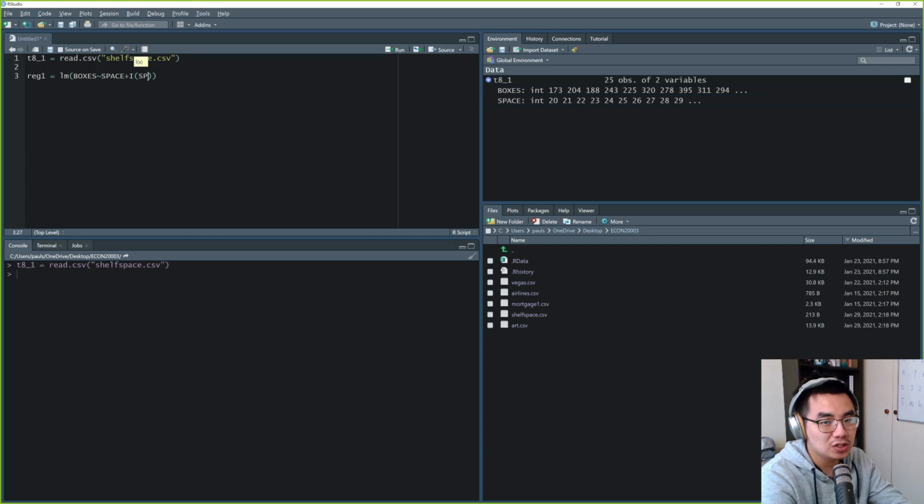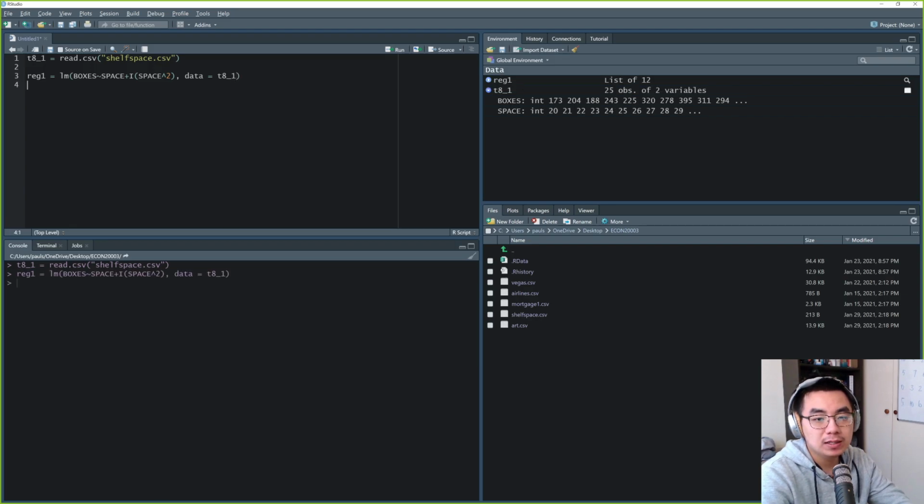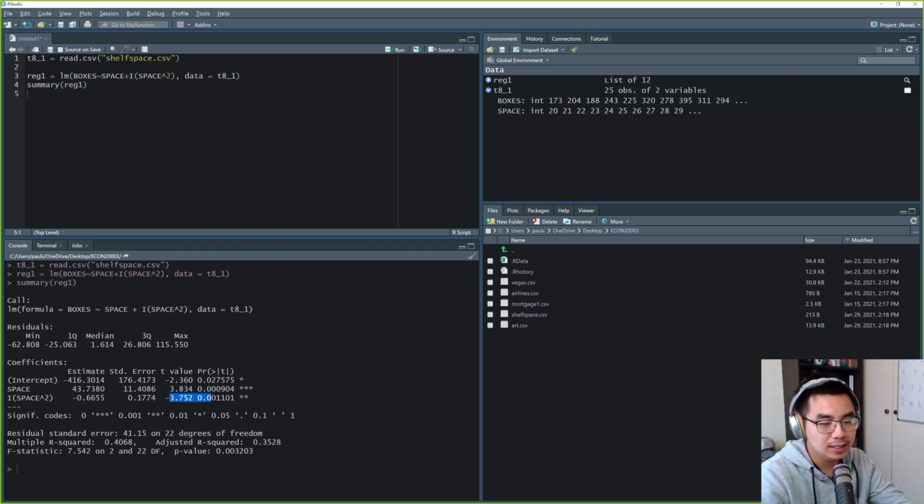Now, if you want to square a variable, you do a square, but you have to do it inside this I here. What this I means is that anything inside the I is treated as a mathematical operation, all right? Data is equal to T8 underscore 1. There you go, you have the regression, and let's just summarize it and see what we get. Okay, good. So on first glance, it does appear as if the manager is correct because the coefficient of space squared here is negative and it's significant, all right?